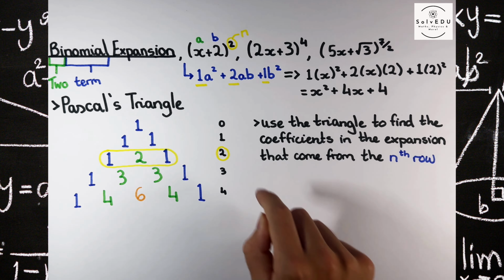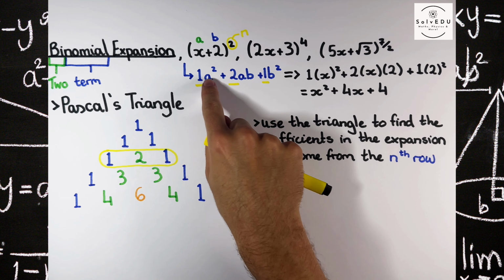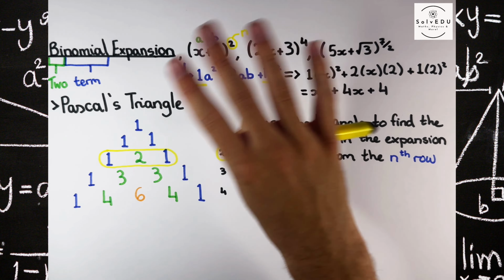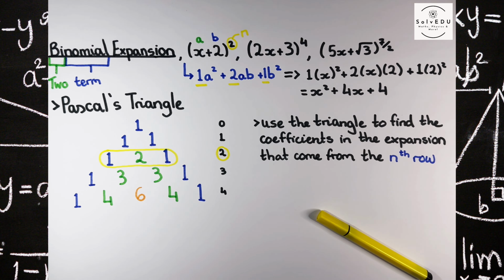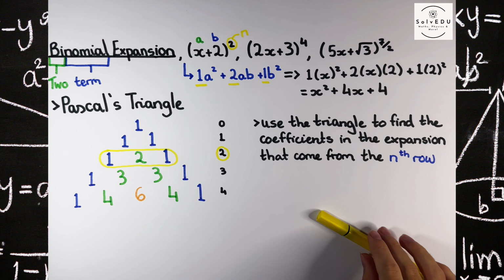But now you may be wondering, what's going on with these here? Our a's and b's and why they're squares, whatever. And this also follows a very neat little pattern.